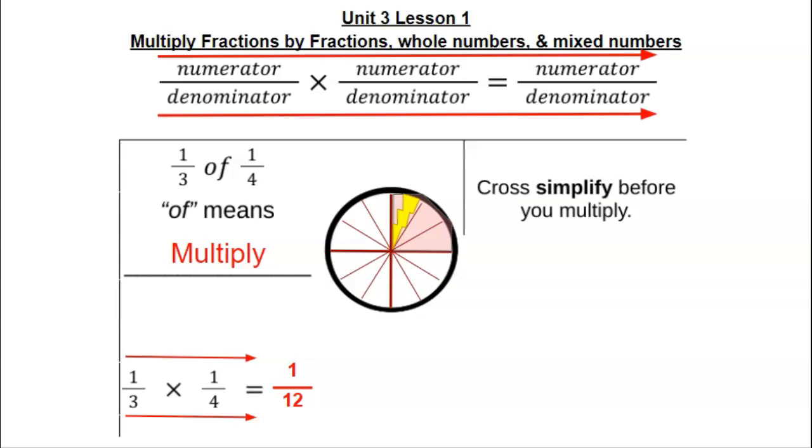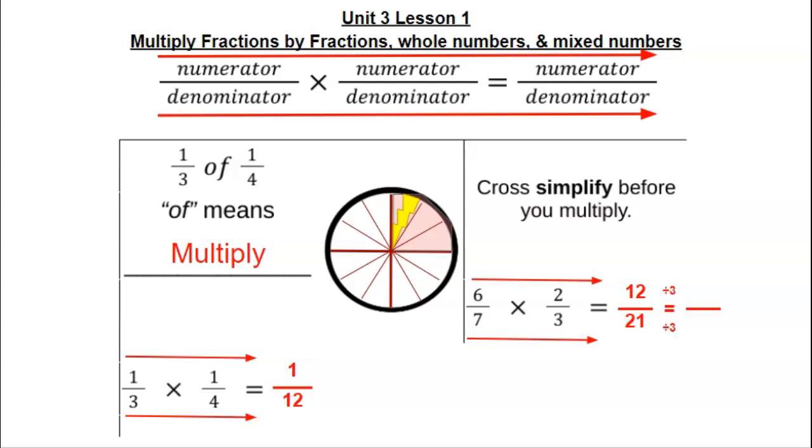We can also cross simplify before we multiply. This is not cross multiply, this is cross simplify. So if we have 6/7 times 2/3, we could multiply our numerator times numerator, which is 12, and then our denominator times denominator, which is 21. But then we would need to simplify by dividing by 3, and we would get 4/7.